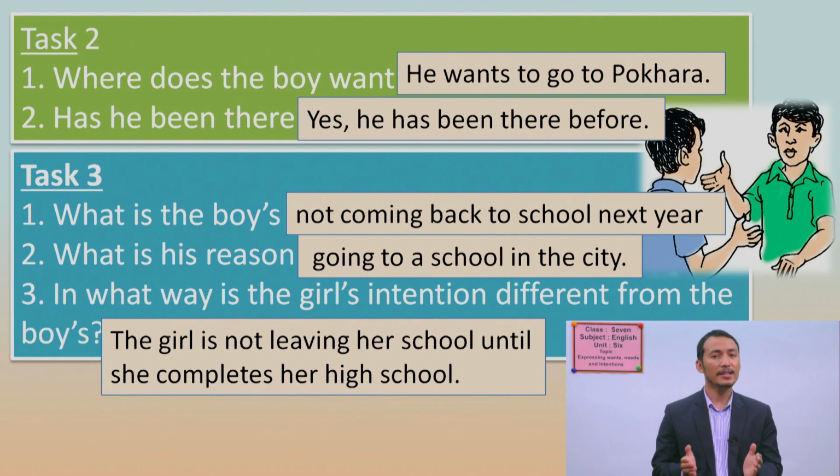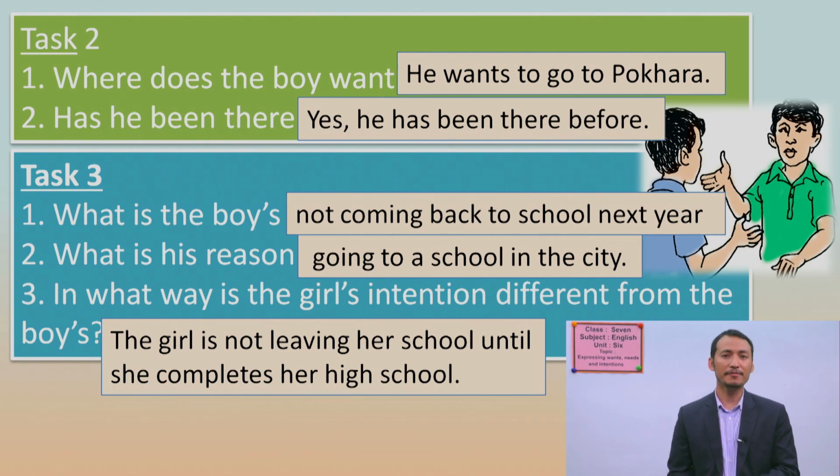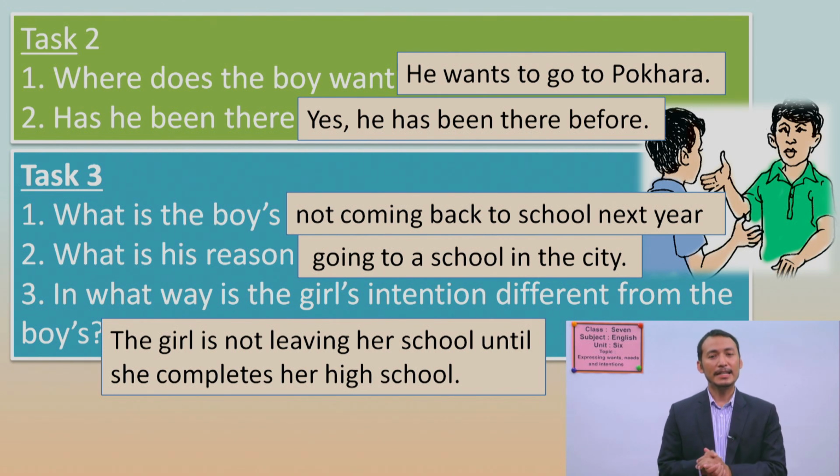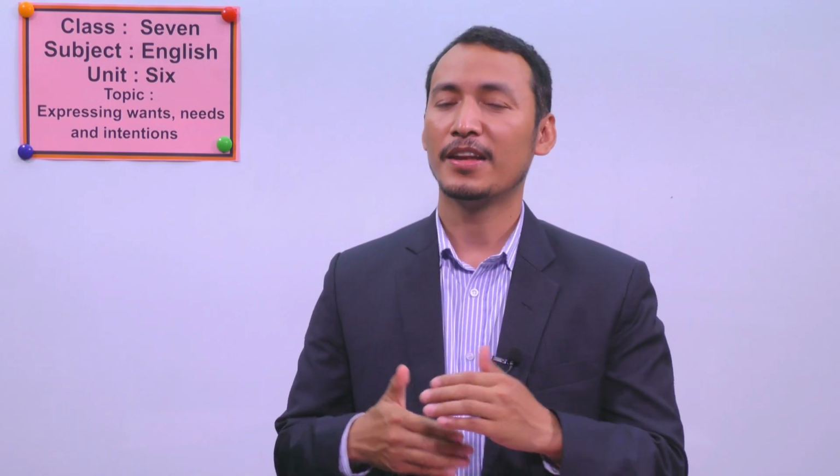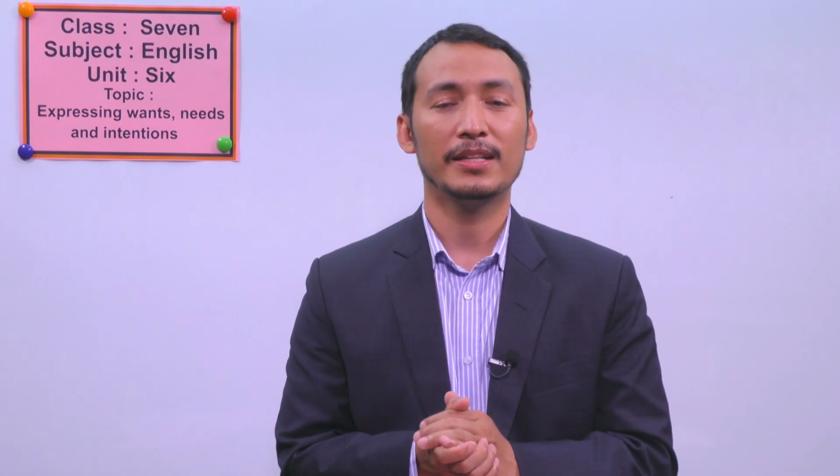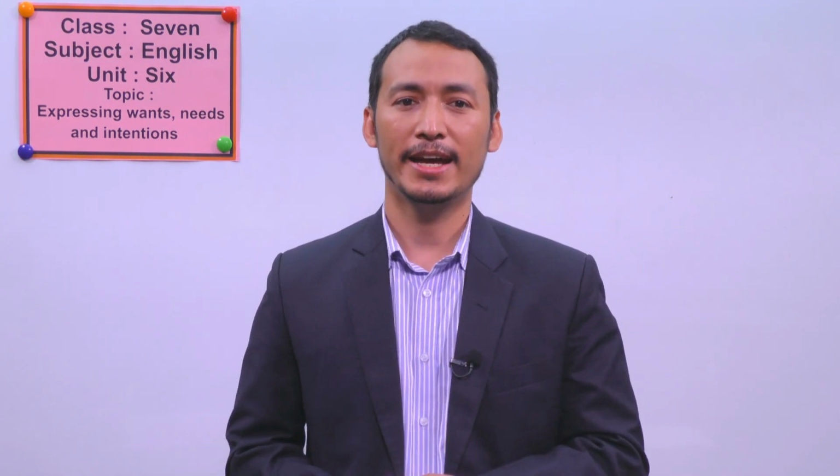The girl is not leaving high school until she completes her high school. That's the difference. The boy intends to go to another school, and the girl is not leaving school, and her intention is to stay in the same school until she completes her high school there. Right, students?